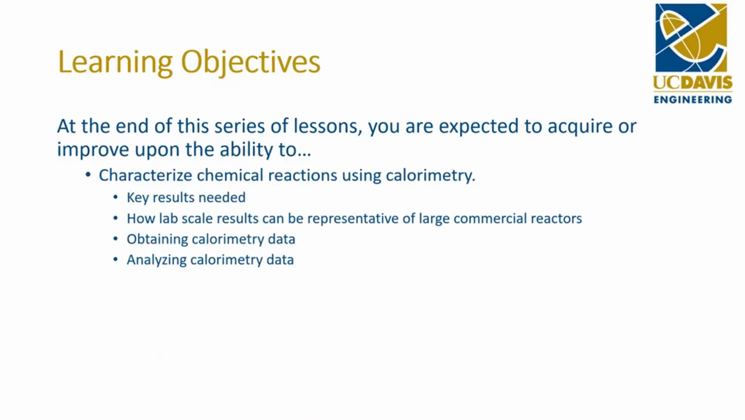During the last number of lessons, we've been working on characterizing chemical reactions using calorimetry. Specifically, we discussed the key results that are needed from these experiments, how lab-scale results can be representative of large commercial reactors, how to obtain calorimetry data, and how to analyze calorimetry data.